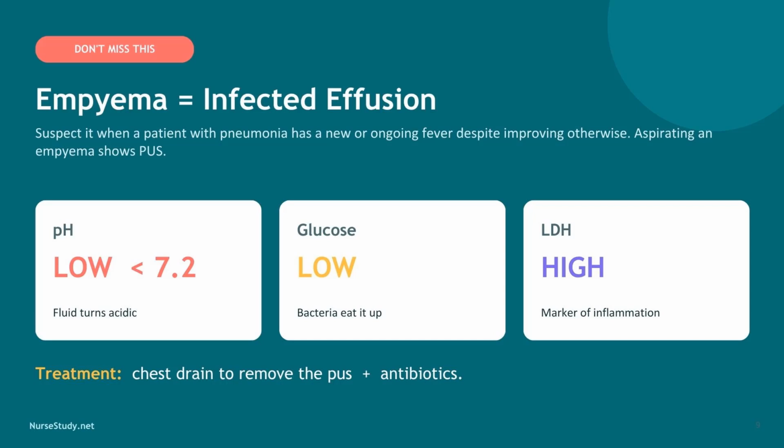Here are the 3 numbers to memorize. The pH is low, under 7.2, because the fluid turns acidic. The glucose is low because the bacteria are eating it up. And the LDH is high. Low pH, low glucose, high LDH. Treatment is a chest drain to get the pus out plus antibiotics.